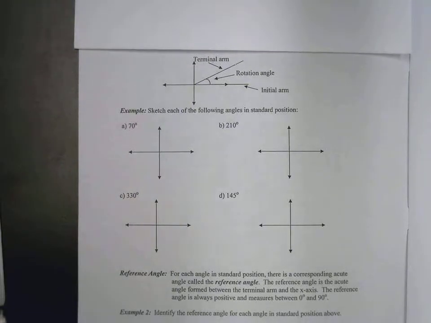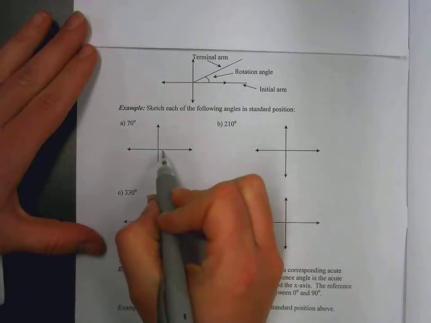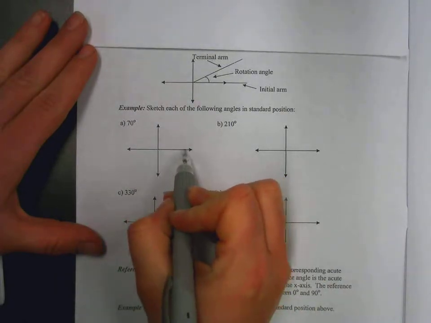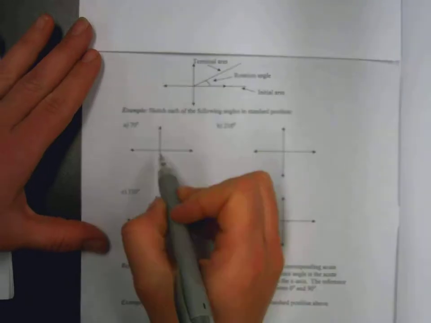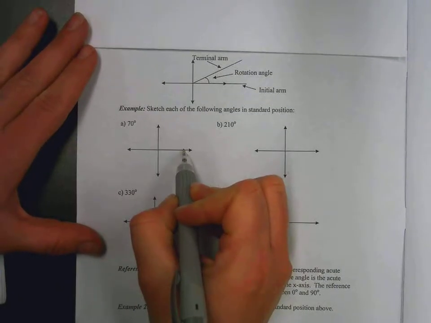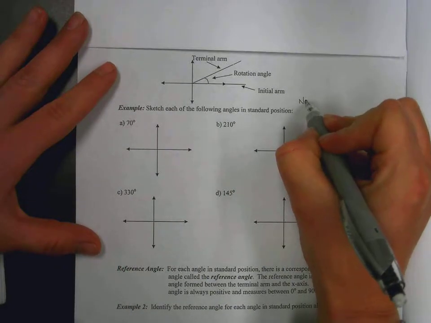2.1, angles in standard position. Our angle in standard position always starts from the positive x-axis, which is called the initial arm. So when we start to rotate an angle, we want to always start at this positive x-axis, and we want to rotate in the counterclockwise position.